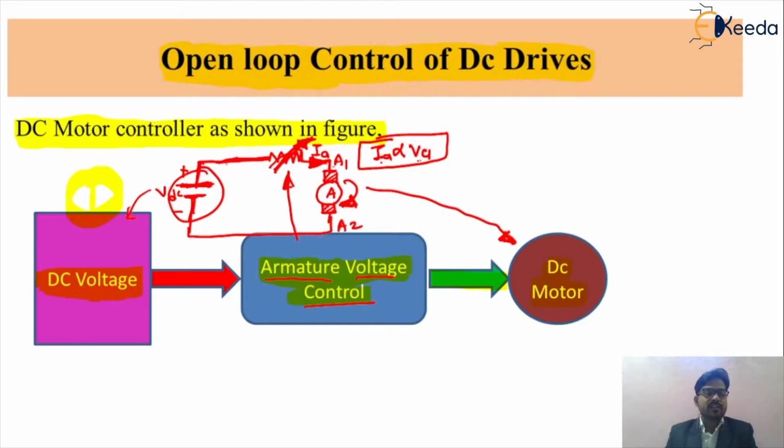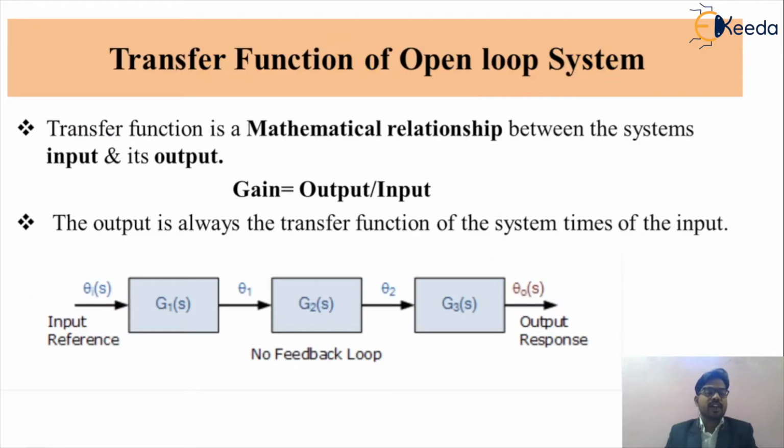So friends, let's find out the transfer function of the open loop control system of your DC drive. For that, first of all, we need to understand what we mean by the transfer function, because earlier we defined the action of open loop control of your DC drive, where we do the speed control manually. But what do we mean by the transfer function?